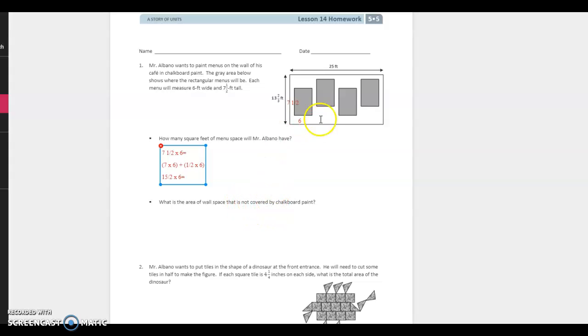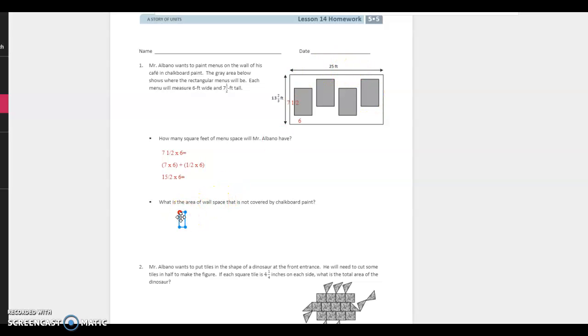Not covered. That means whatever area you got for part A, they're not counting that. They're talking about find the area of this whole space, and then what are you going to have to do with the area that you got for the menus then? If we're only looking for the area of the space that's not covered by chalkboard paint, how would I solve for that? Am I going to have to add, subtract, multiply, or divide my answer from part A from my answer that I get from this 25?